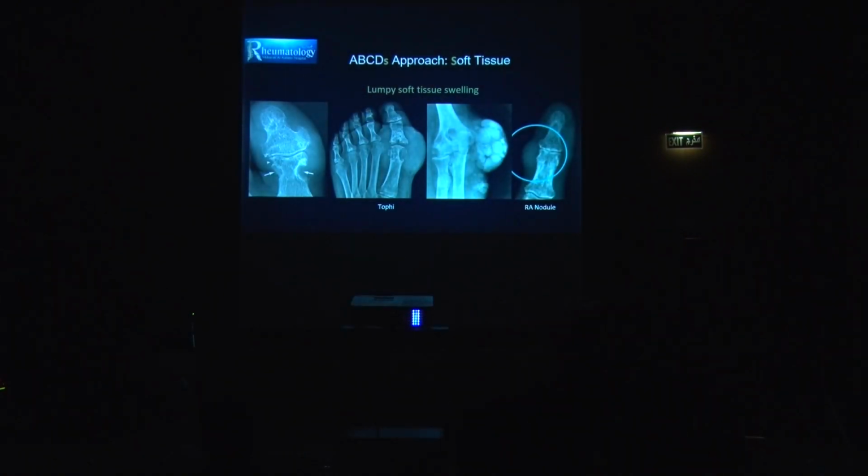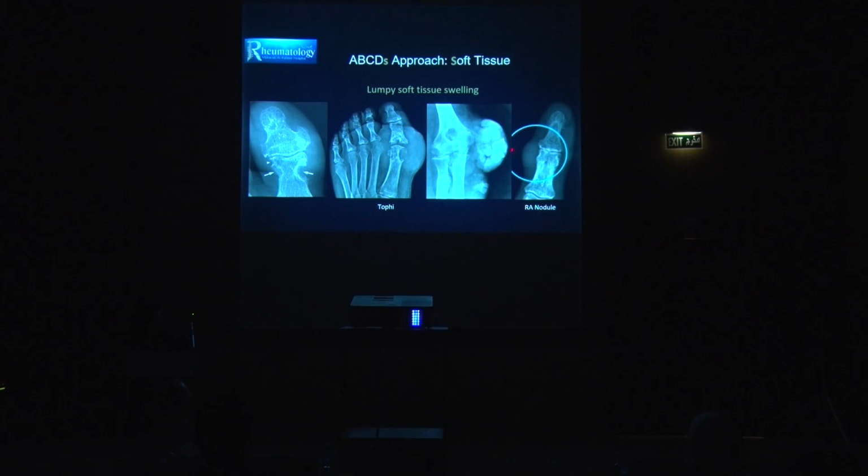So if you see here, again, these are all cases of gout. Okay, this is a rheumatoid nodule, but I'm showing these are all gout. Okay? Can you see here the soft tissue swelling? This is all soft tissue. And these are all tophi.